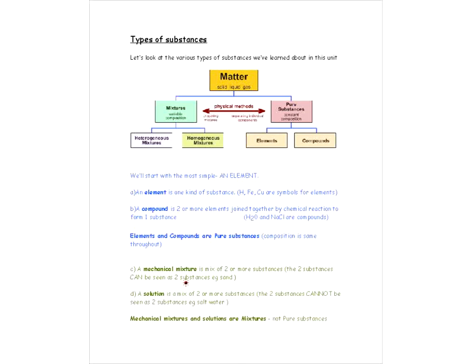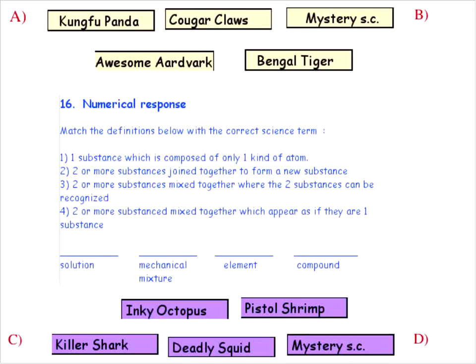I can see you guys are getting hungry, so and it's actually very, very interesting what Inky Octopus is talking about now, and you'll see why I say that in just a bit.